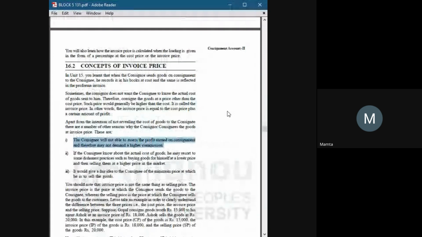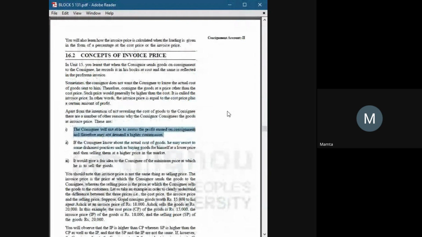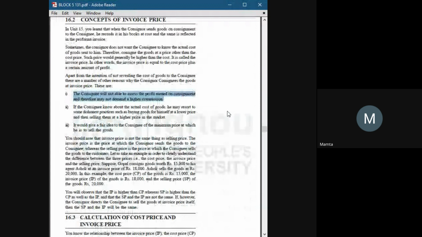So yes, we were at the concept of invoice price. So what are the benefits of the same? The consignee will not be able to assess the profit earned on consignment, and therefore may not demand a higher commission.